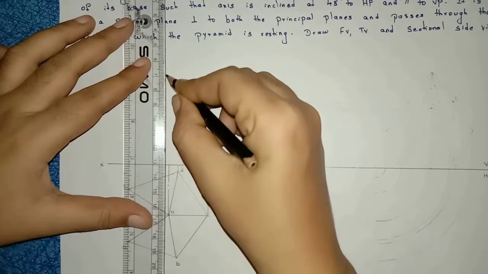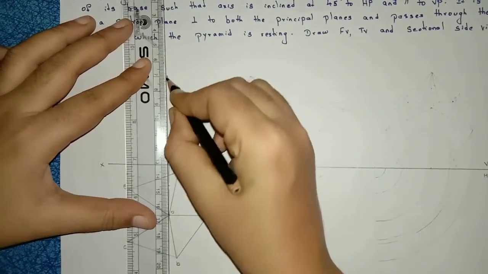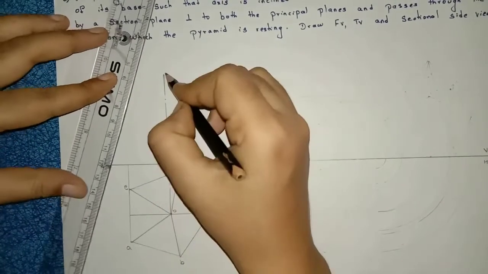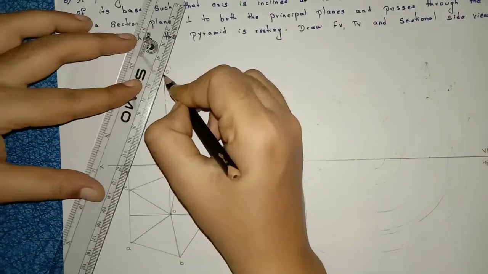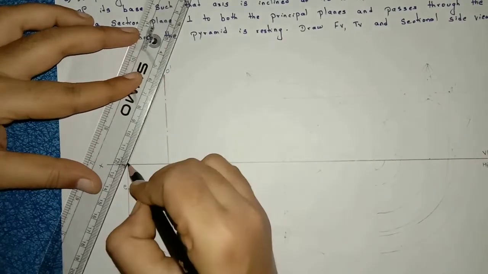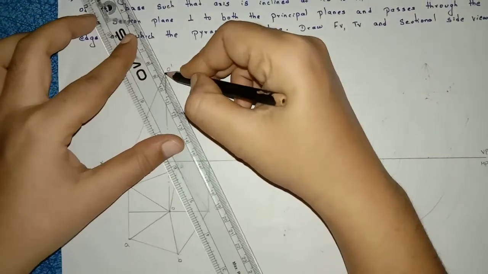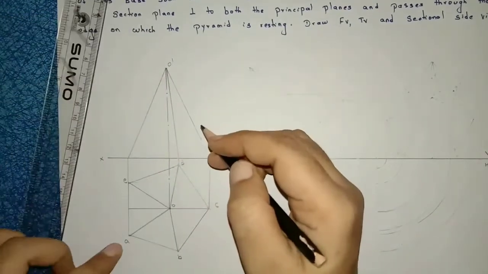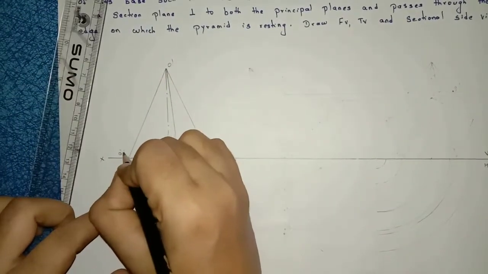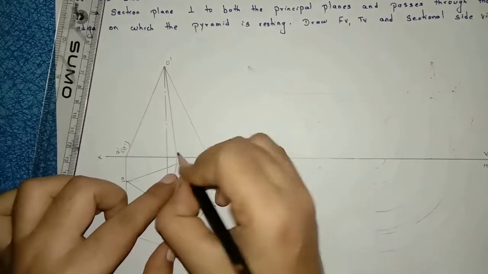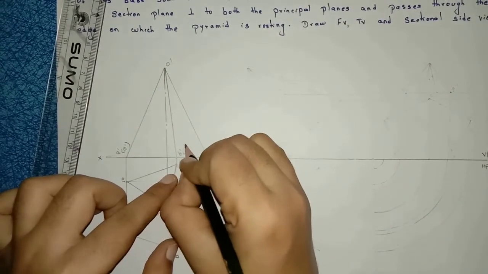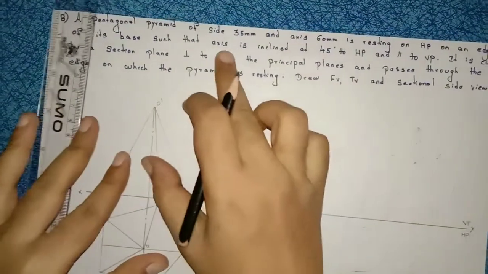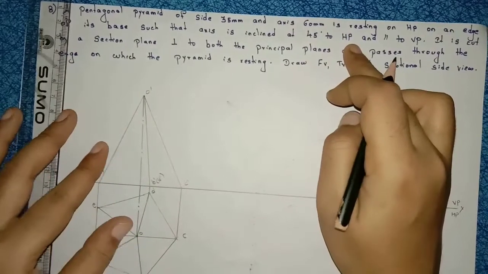From the midpoint also you should draw. From here the axis height is 60 mm. This point is O dash. Right, this is A dash of E dash, B dash of D dash, C dash. Right, then next the axis is inclined at 45 degrees to HP.